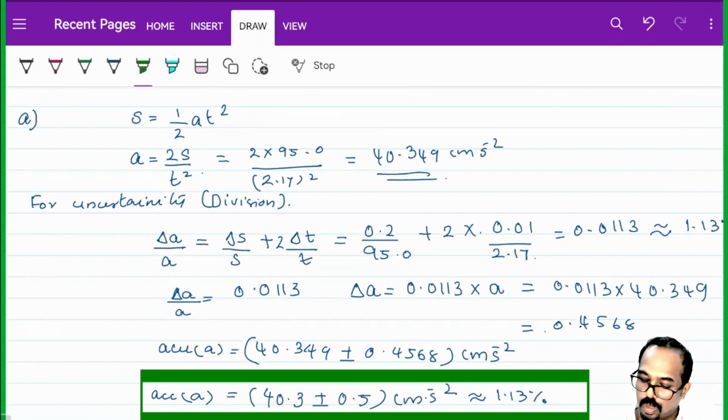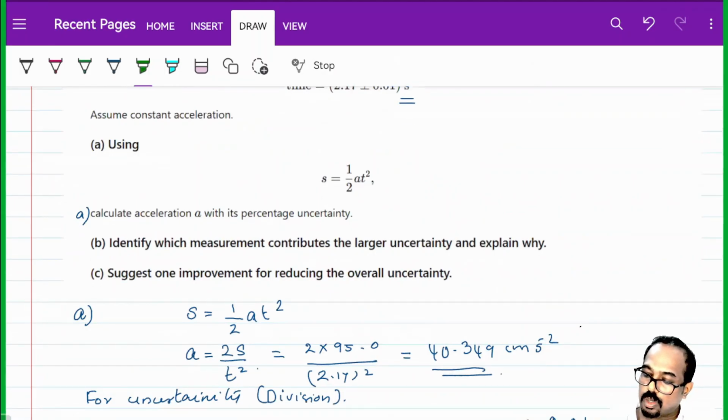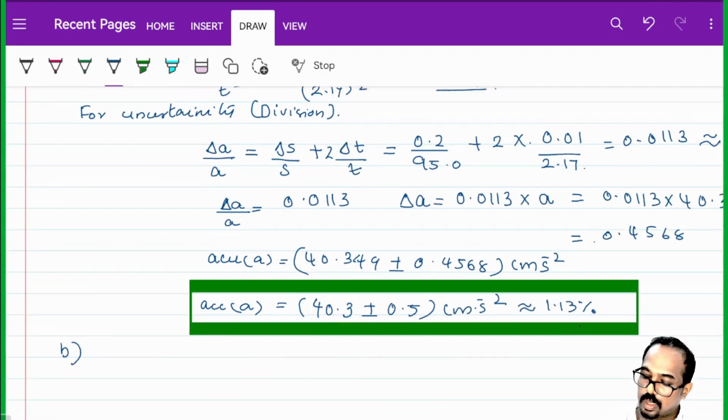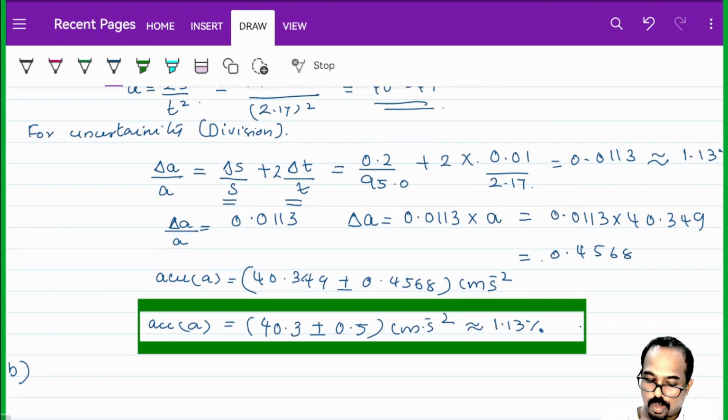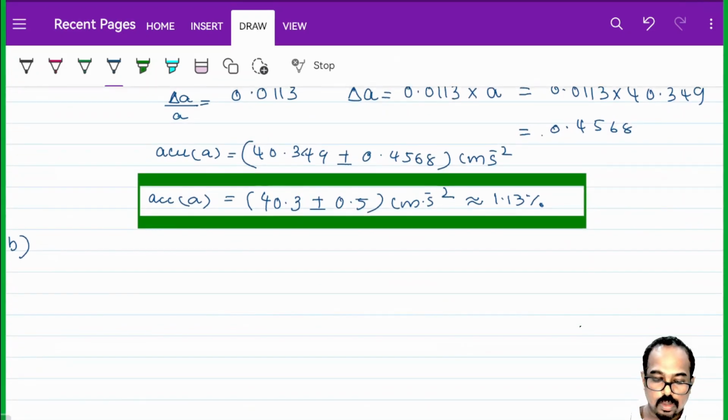Now part B, what is that? Identify which measurement contributes the larger uncertainty and explain why. You check the uncertainty values. When you check the uncertainties in distance measurement and time measurement, the time uncertainty contributes more because it is squared, right? So you can phrase the answer from the calculation.